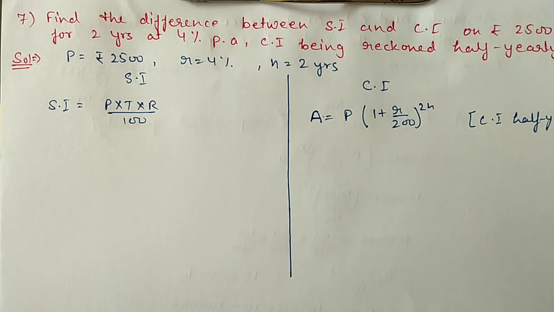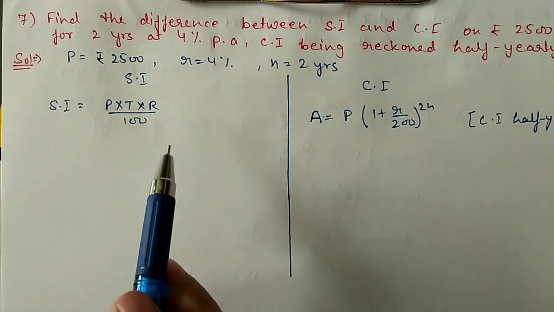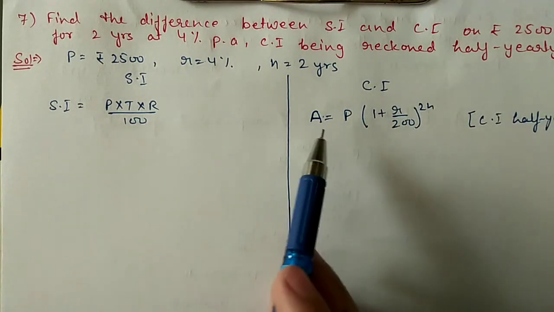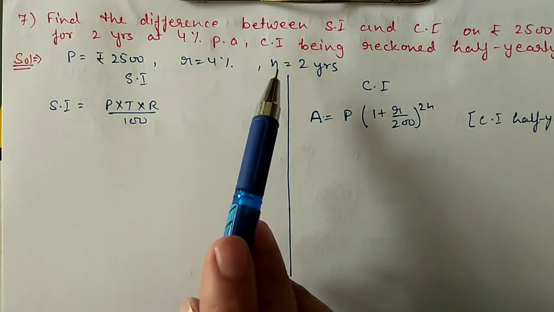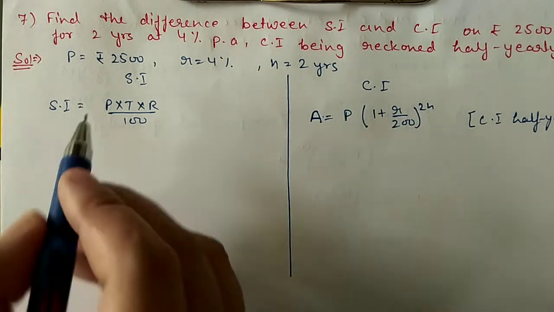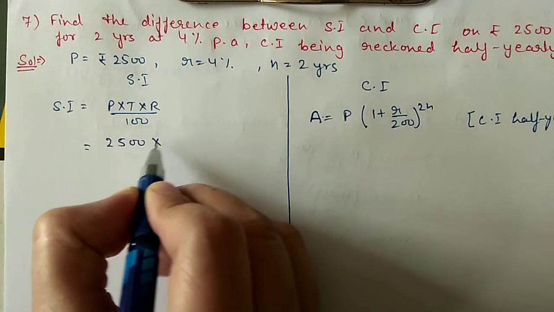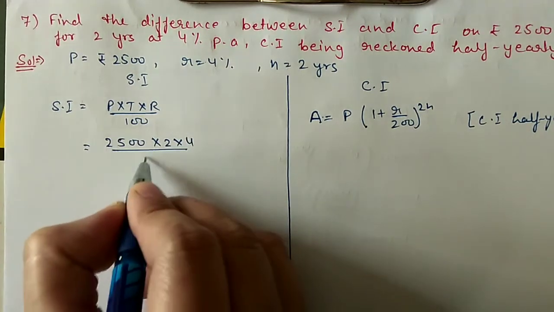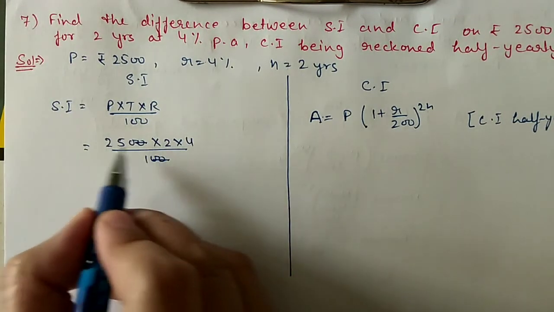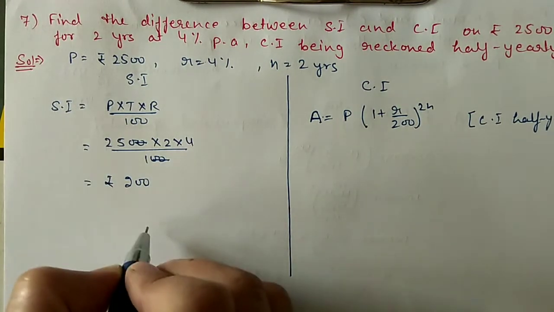Next, question number 7. Find difference between simple interest and compound interest on 2,500 rupees for 2 years at 4% per annum, compound interest being reckoned half yearly. So again this is similar type of question. We have to find out the simple interest and compound interest for the same amount, same rate and for same time, but here compound interest is half yearly, so we'll use half yearly formula. First we'll calculate simple interest, P into T into R by 100, 2500 into 2 into 4 by 100. So 2 zeros will cancel out, 25 into 4 is 100 and into 2, 200 is simple interest for 2 years.